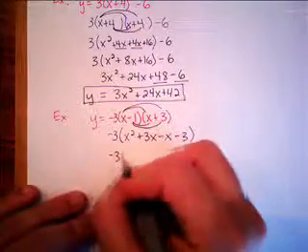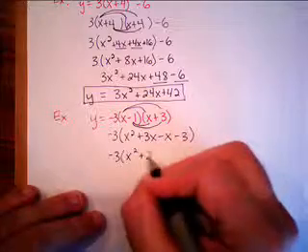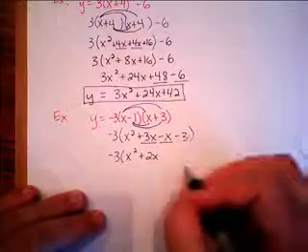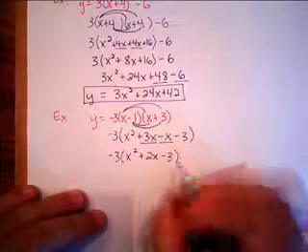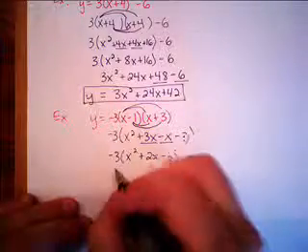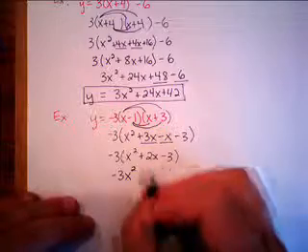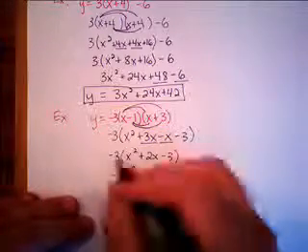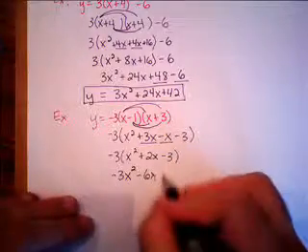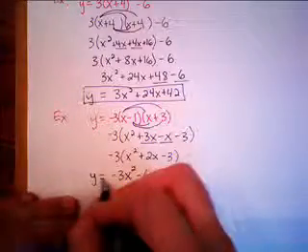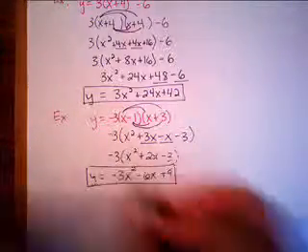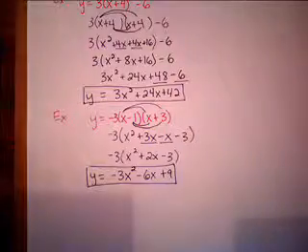Again, simplify inside parentheses, you get 2x, because 3 minus 1 is 2. And last but not least, multiply. Negative 3 times x squared, negative 3 times 2 is negative 6. Negative 3 times negative 3 is positive 9. That is section 4.2.